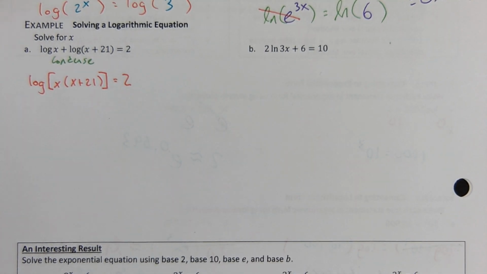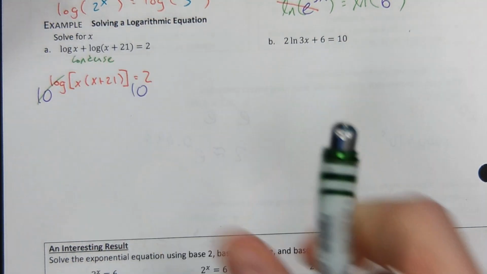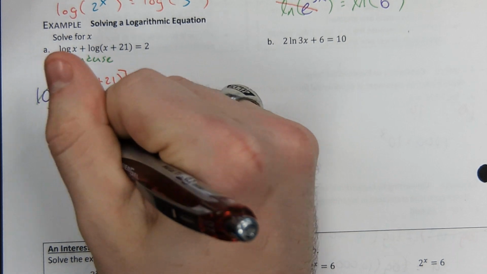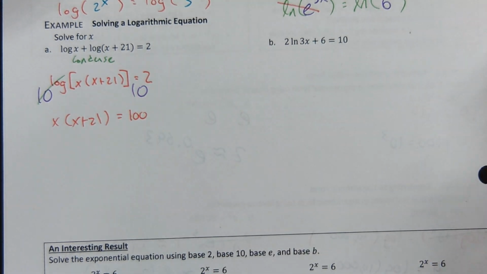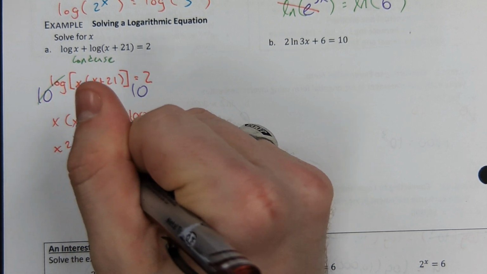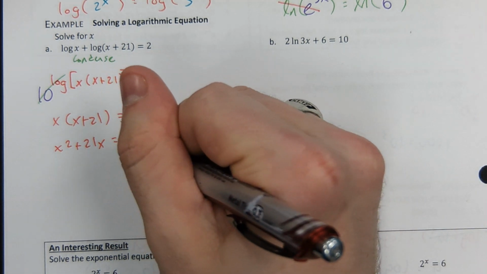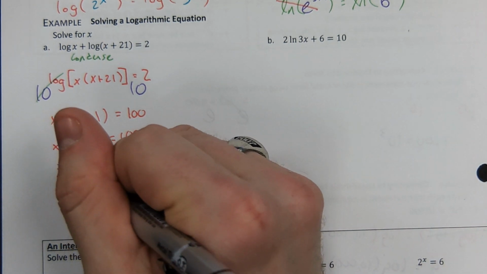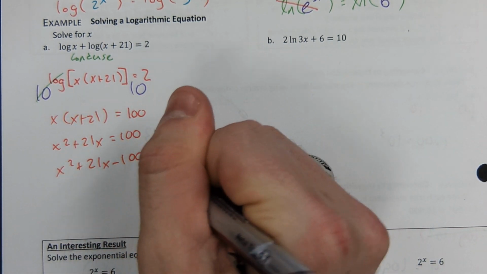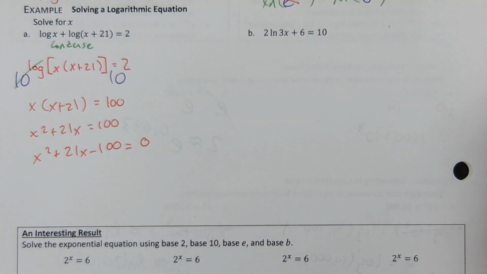Anyway, let's use exponential base 10 on both sides like so. Let these guys cancel each other. And I now have x times x plus 21 equals 10 squared, but 10 squared is 100. Distribute your x. You get x squared plus 21x. That's a quadratic. If you have a quadratic, you need to bring everything to one side and hopefully solve by factoring. Luckily, I designed this question so you can solve it by factoring.